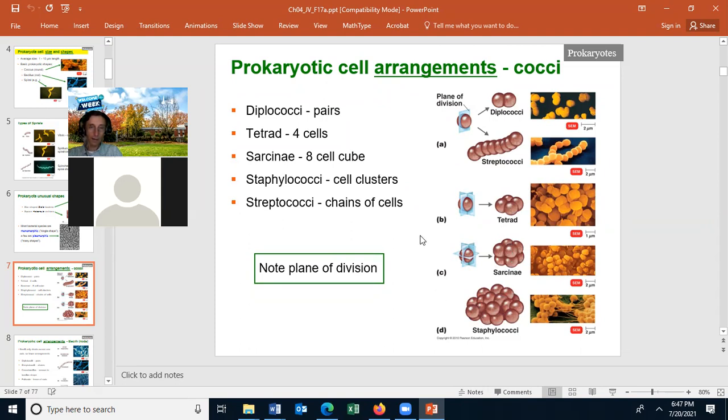You can note that the plane of division determines what cellular growth arrangement the cell can have. If the cell only grows in this plane of division, you'll only get a diplococci or a streptococci. If the cell can grow in this division and that division, then you can get a tetrad. And if they grow in one more division, you can get a Sarcina. And the staphylococci can grow in all the planes of division. All right, any question about that? Have I talked about everyone? Yep.